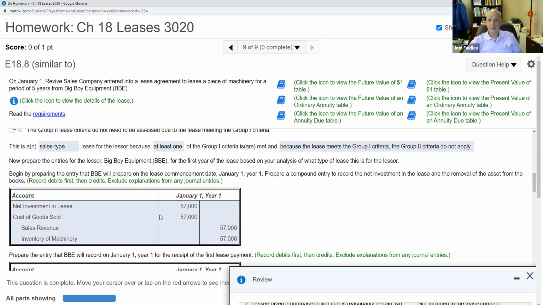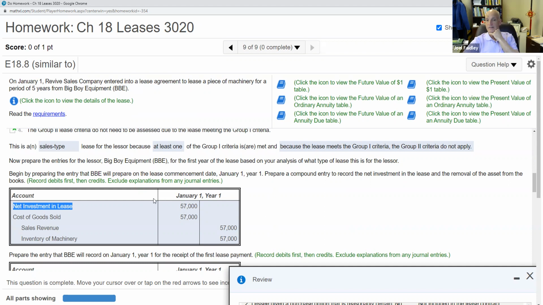All right, so there again, similar to what we looked at in a previous exercise, net investment in the lease is 57,000. Again, that 57,000 for the net investment in the lease is related. I don't like the fact they do it this way because the old homework had these as different numbers, the difference between the value of the equipment versus the book value of the equipment versus what you're selling it for. But here they're making it all the same.